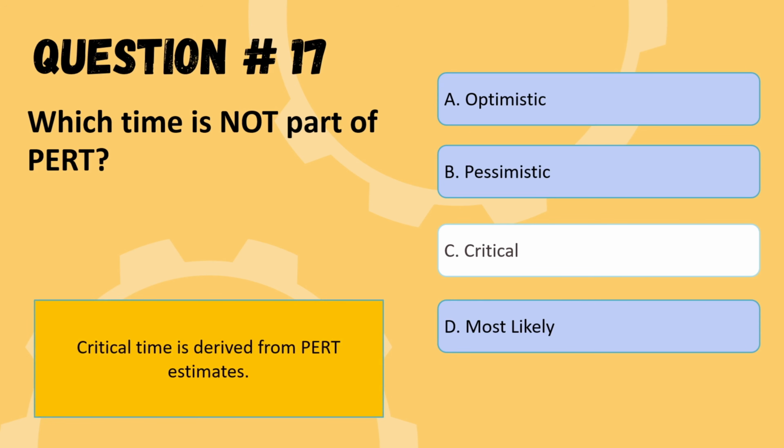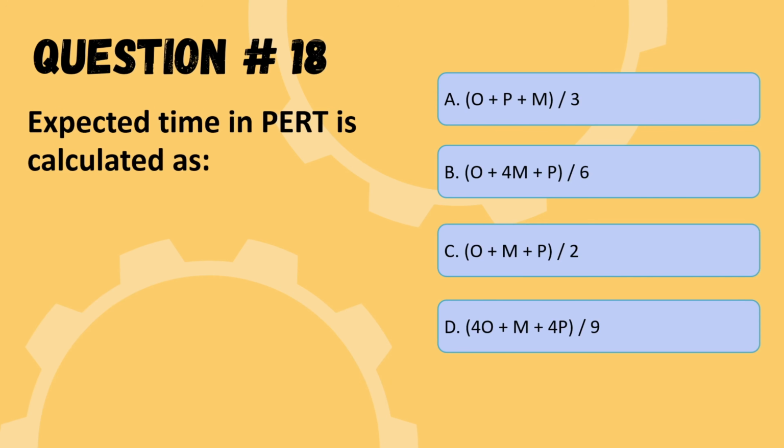So we are moving to the next question. So next question is, expected time in PERT is calculated as. You can see the options here. O is for optimistic estimate, M is for most likely estimate, and P is for pessimistic estimate. So the correct option is option B, O plus 4M plus P divided by 6.